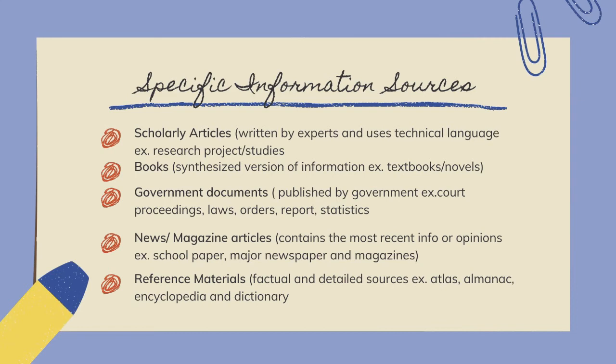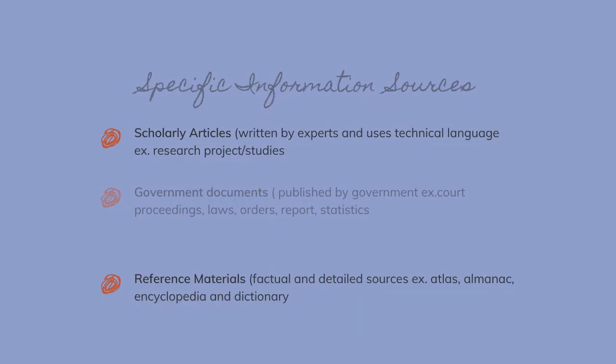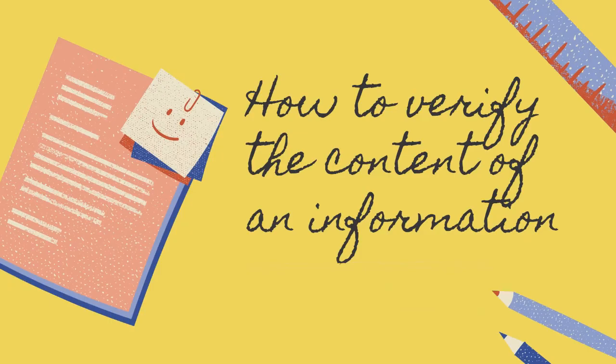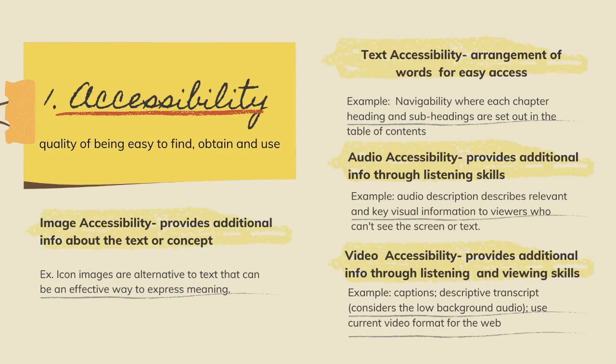As those sources provide significant information, it is our duty to know how to verify the content of an information. There are two criteria. Number one is accessibility, or the quality of being easy to find, obtain, and use. There are four types of accessibility. Number one is text accessibility. This pertains to the arrangement of words for easy access. Example, navigability, where each chapter heading and subheadings are set out in the table of contents.